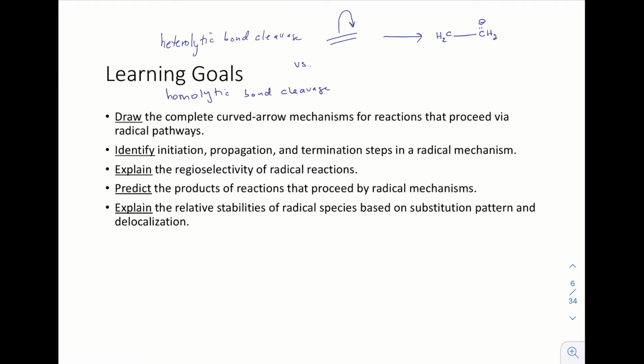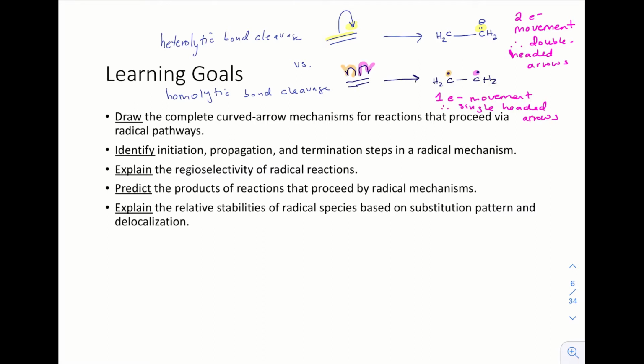by which two electrons move together in the same direction, represented by these double-headed arrows, versus homolytic bond cleavage, in which single electron movement occurs, represented by these single-headed arrows or single barbed arrows. All the reactions that we have discussed up until now do proceed via heterolytic bond cleavage. At least they do if we learn the mechanism.